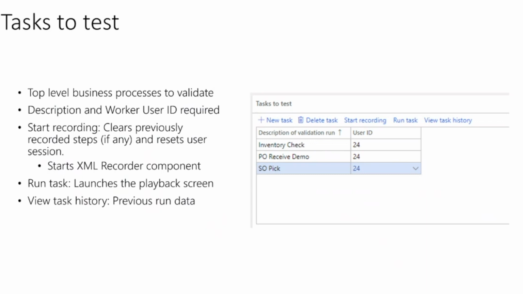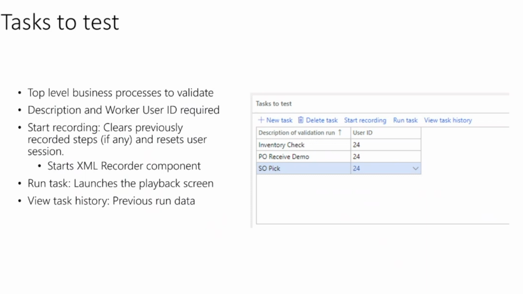It means users will be redirected to the login screen and then to the initial default menu, thus guaranteeing a known starting point for all recordings. The Run Task button will launch the playback screen and build the XML documents with the required replacement data if necessary. This is the screen that actually pushes the XML into the warehouse framework and replicates the mobile device playback.